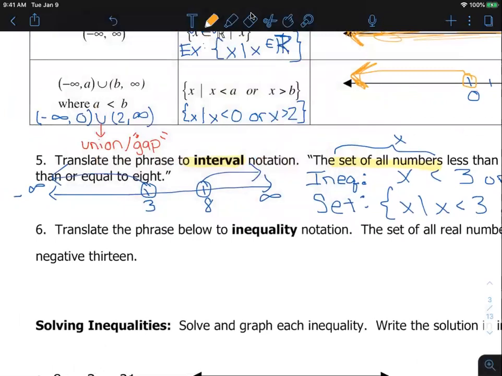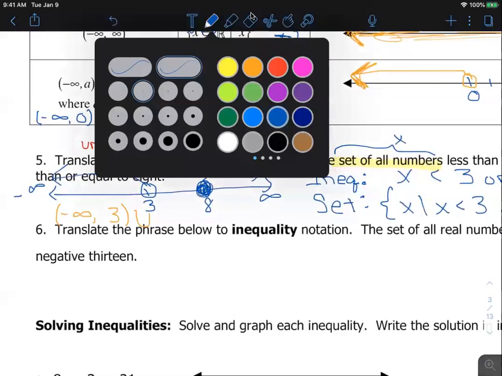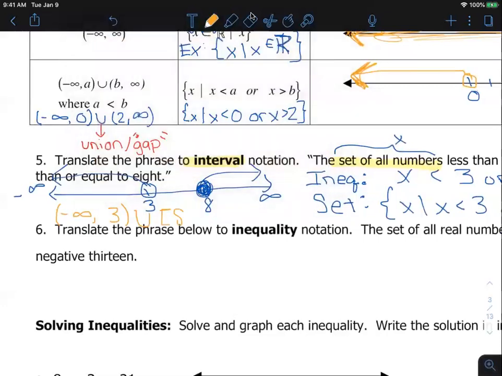We're going from left to right. The first thing I see is negative infinity. It goes from negative infinity, which gets a parenthesis, and it's shaded up until 3. At the 3, it's an open circle, so I use a parenthesis. Then there's a gap, so I'm going to use a union. Then there's the 8. It should be closed, because it says or equal to 8, so that's got to be a closed circle. So I'm going to use a bracket because it says greater than or equal to, and it heads towards infinity, and infinity gets a parenthesis.